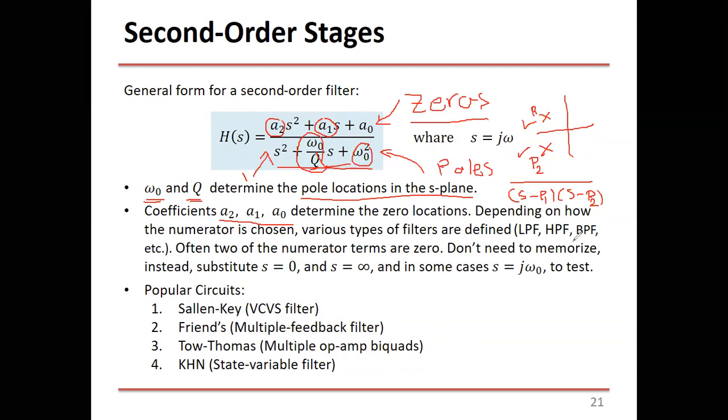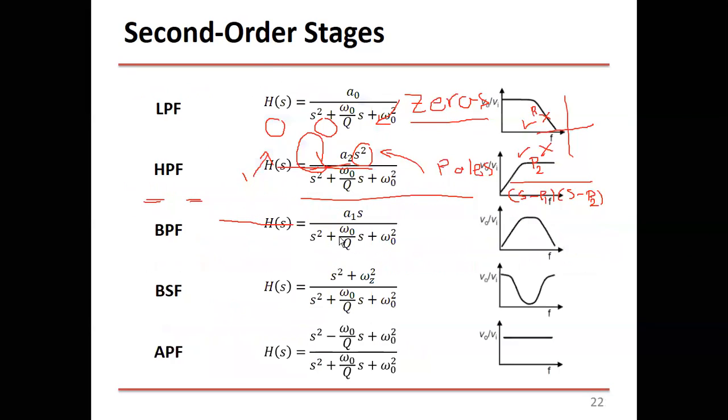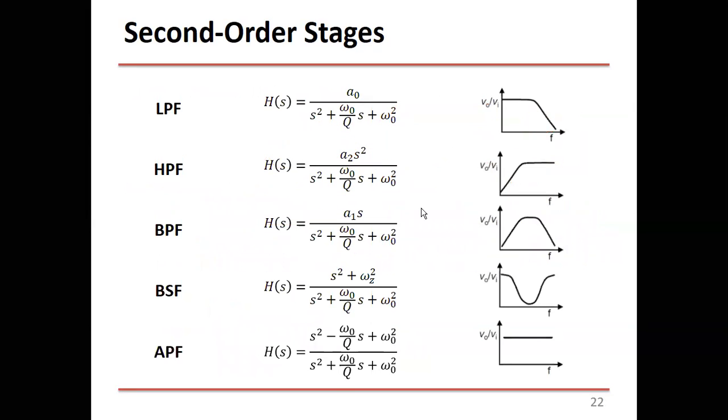These values determine whether you have a low pass filter, high pass filter, band pass filter, and so on. As I mentioned, often two of them are zeros, and the other one exists. So you know whether you have a low pass, high pass, or band pass filter. You don't need to memorize each one, but you need to know at least some of them, and you can substitute.